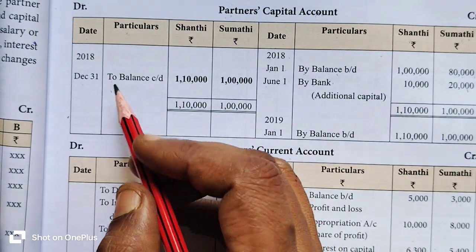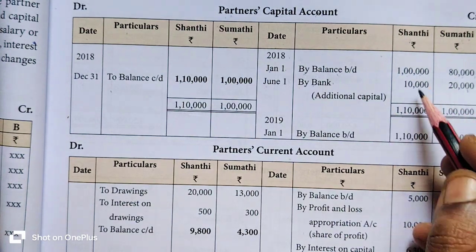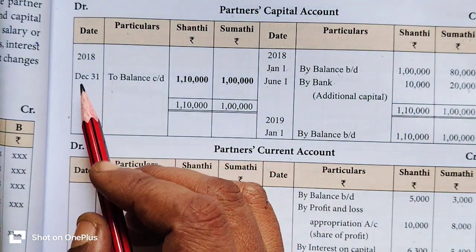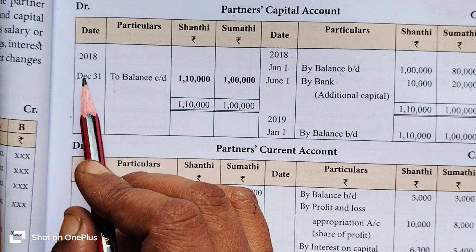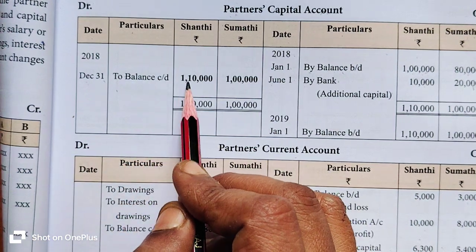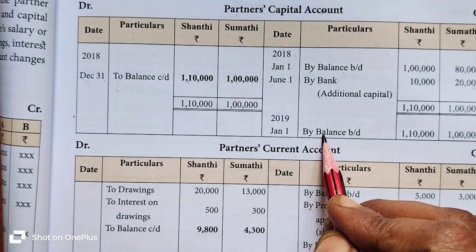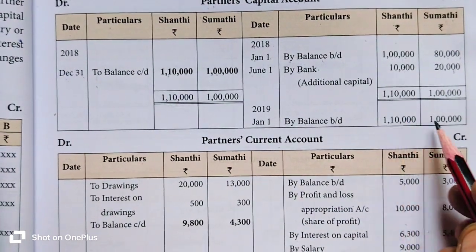Then there are no drawings, so you have to close the capital account. The total is 1,10,000 rupees for Shanti, and Sumati's capital is 1 lakh rupees. Then you have to carry it, like a ledger account, to the debit side. At the end of the year, the accounting period ends December 31, 2018. To closing balance, 1,10,000 rupees and 1 lakh rupees entered. Then this amount is to be brought into the opposite side, entered below the total: 1,10,000 rupees, 1 lakh rupees.